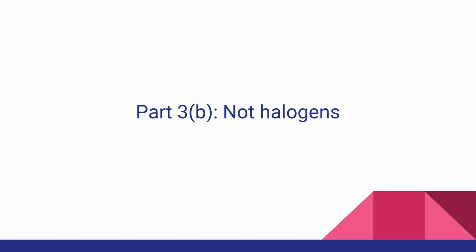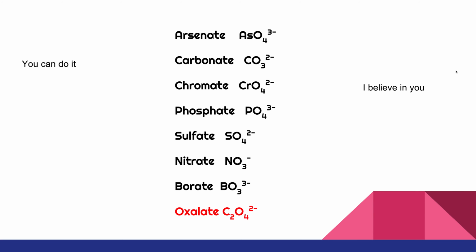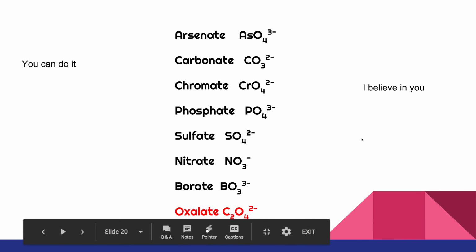Now, what if you have elements connected to oxygen that aren't halogens? I'm sorry, you actually have to memorize these. I can't figure out any good patterns like these numbers here. You have to memorize them. I looked at the groups, I looked at the periods, I looked at the orbitals. There's really nothing. I mean, you might be able to find something, but I worked pretty hard. So, yeah, you just have to memorize these. I'm sorry. So you have arsenate, carbonate, chromate, phosphate, sulfate, nitrate, borate, and oxalate.